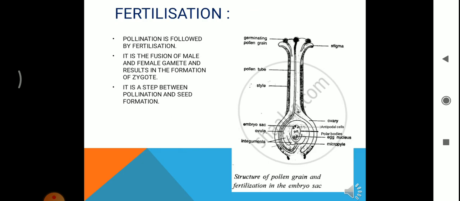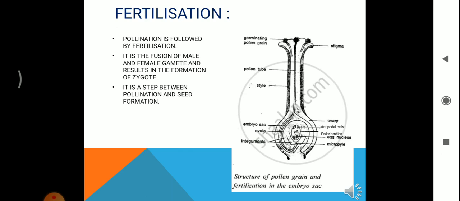Next process is fertilization. Pollination is followed by fertilization. It is the process of fusion of male and female gamete and results in the formation of zygote. It is a step between pollination and seed formation.